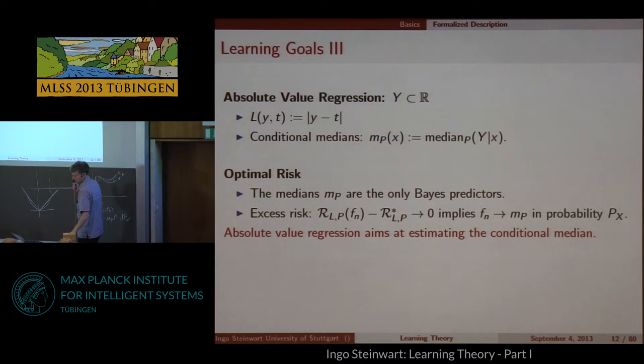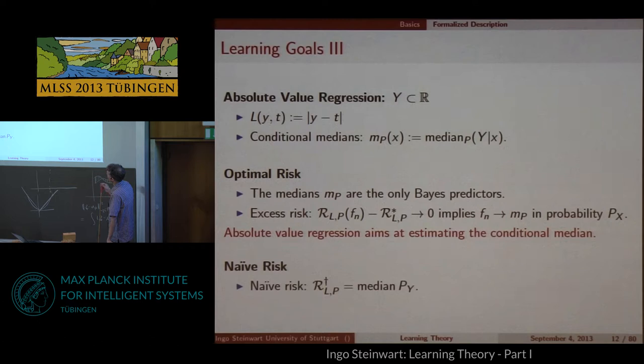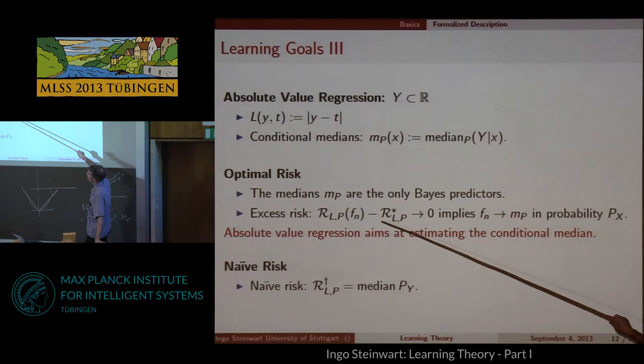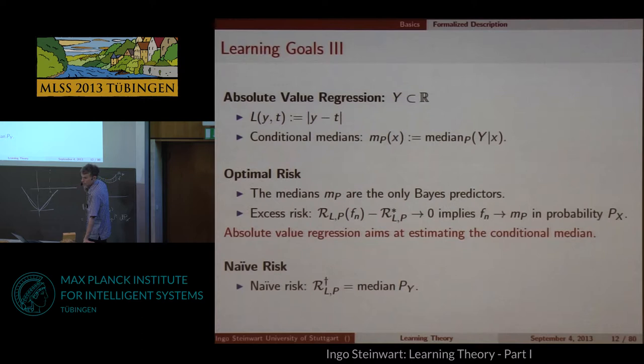Okay, the naive risk again is this quantity here. We've seen a couple of examples of the notions we have introduced so far. And what we also said is that we want to have predictors for which this excess risk is close to zero. And this closeness to zero, I would like to explain in the next couple of slides, what we mean by that.